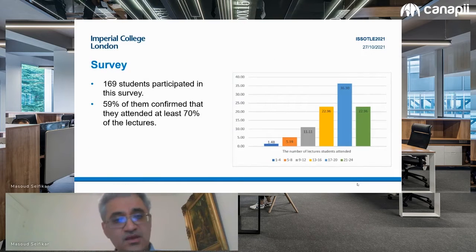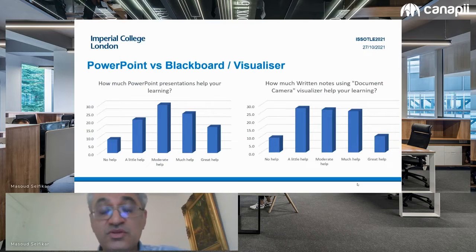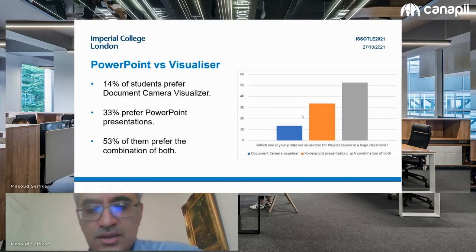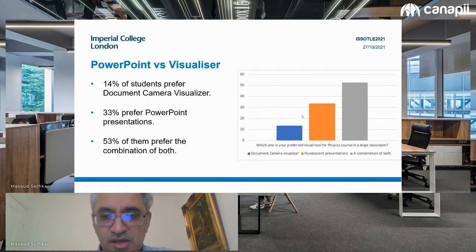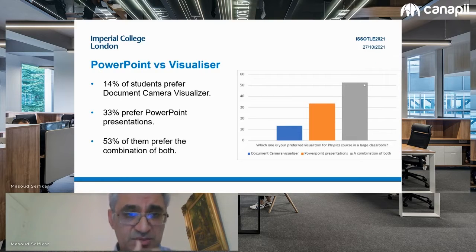So I ran a survey at the end of the course, and 169 students participated in this survey, and 59% of them confirmed that they attended at least 70% of lectures. When I asked about PowerPoint and visualizer, the results were very similar. The only difference was that for visualizer, we had more great help here and also more little help here. So it was difficult to decide between these two. But when I asked which one is better, visualizer, PowerPoint, or the combination, most students said a combination. Only 40% said document camera, and 33% said PowerPoint.